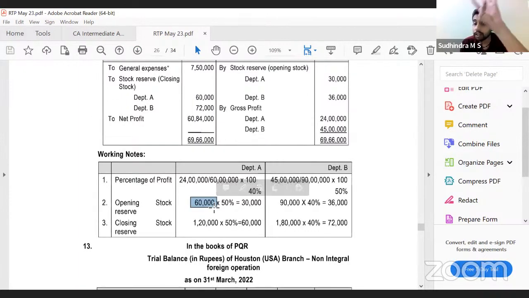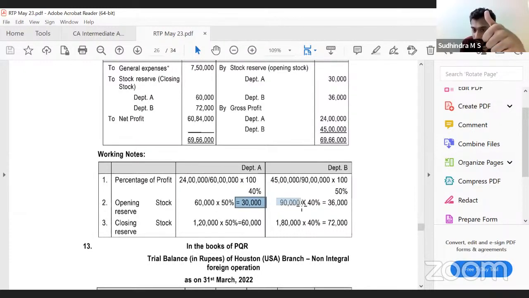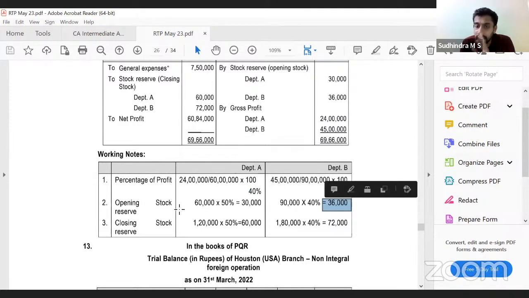Should I apply 40% or 50%? 50%. Why? Because this is department B's stock, so I will apply 50%. 60,000 into 50%, 30,000. Same way, department B had 90,000. Now this includes goods of department A, which has 40%. So 90,000 into 40%, 36,000. Everyone understanding? Yes, sir.